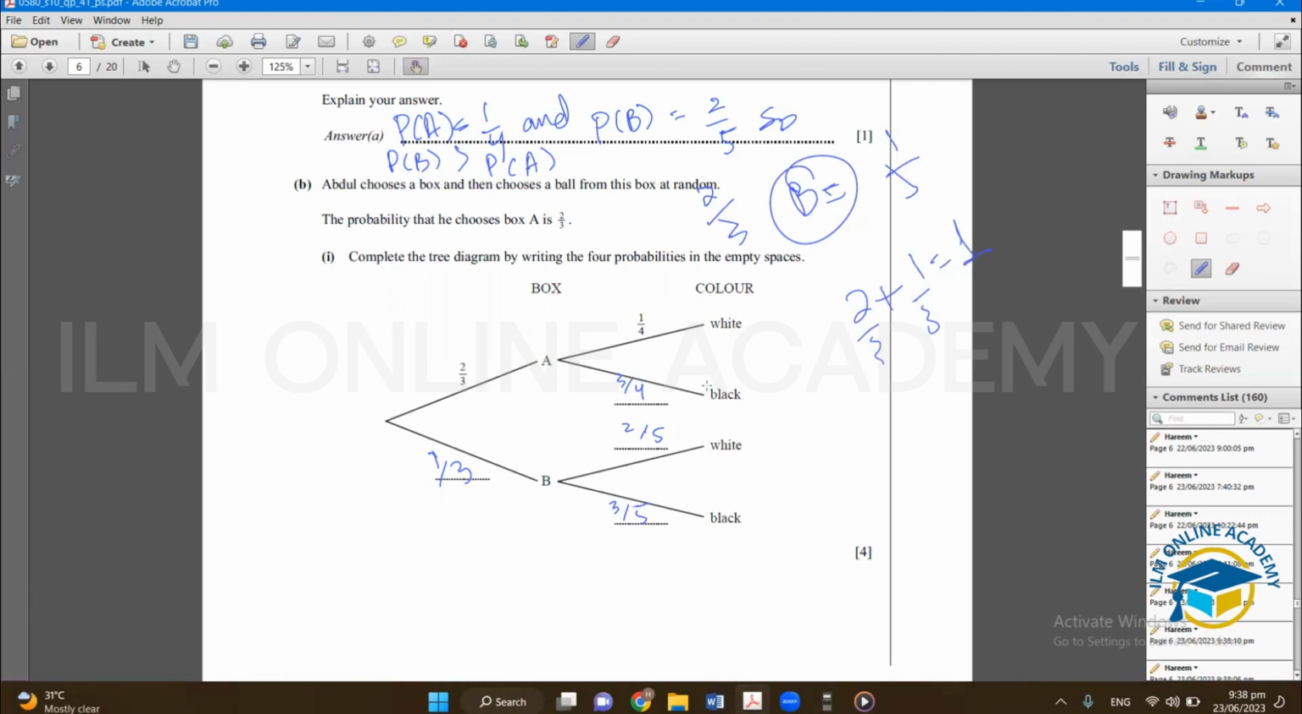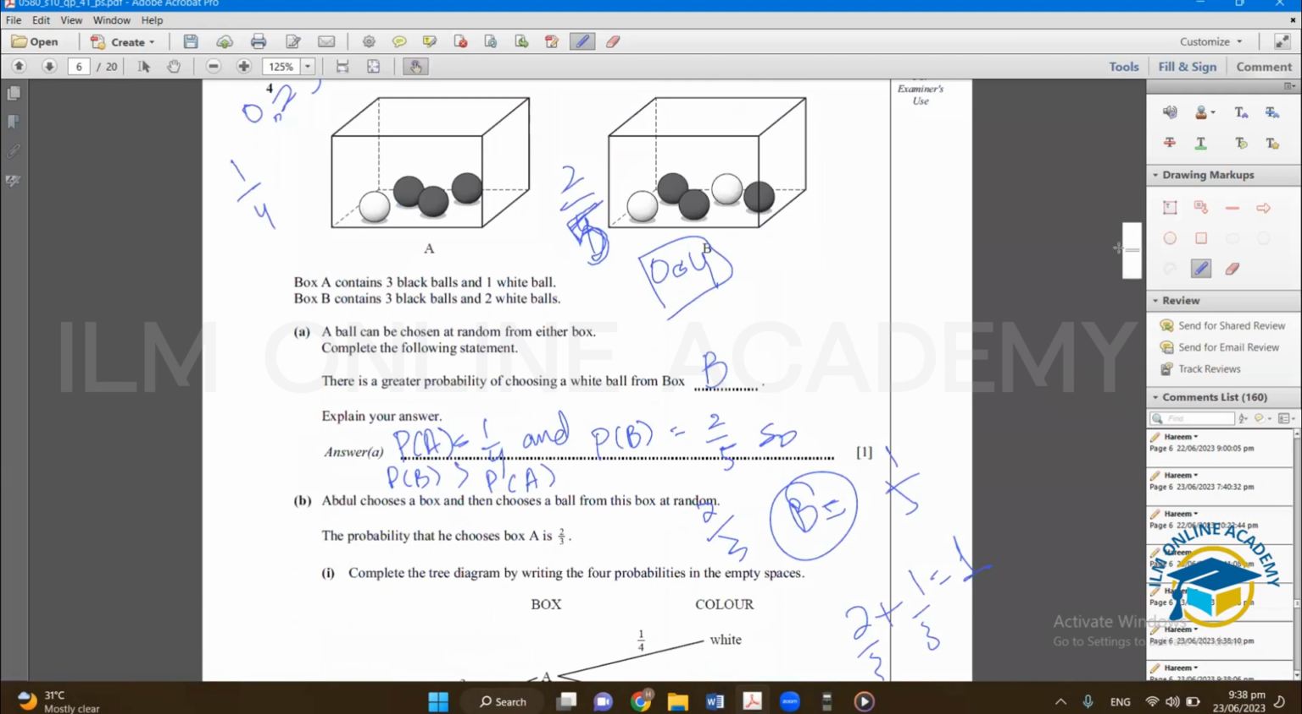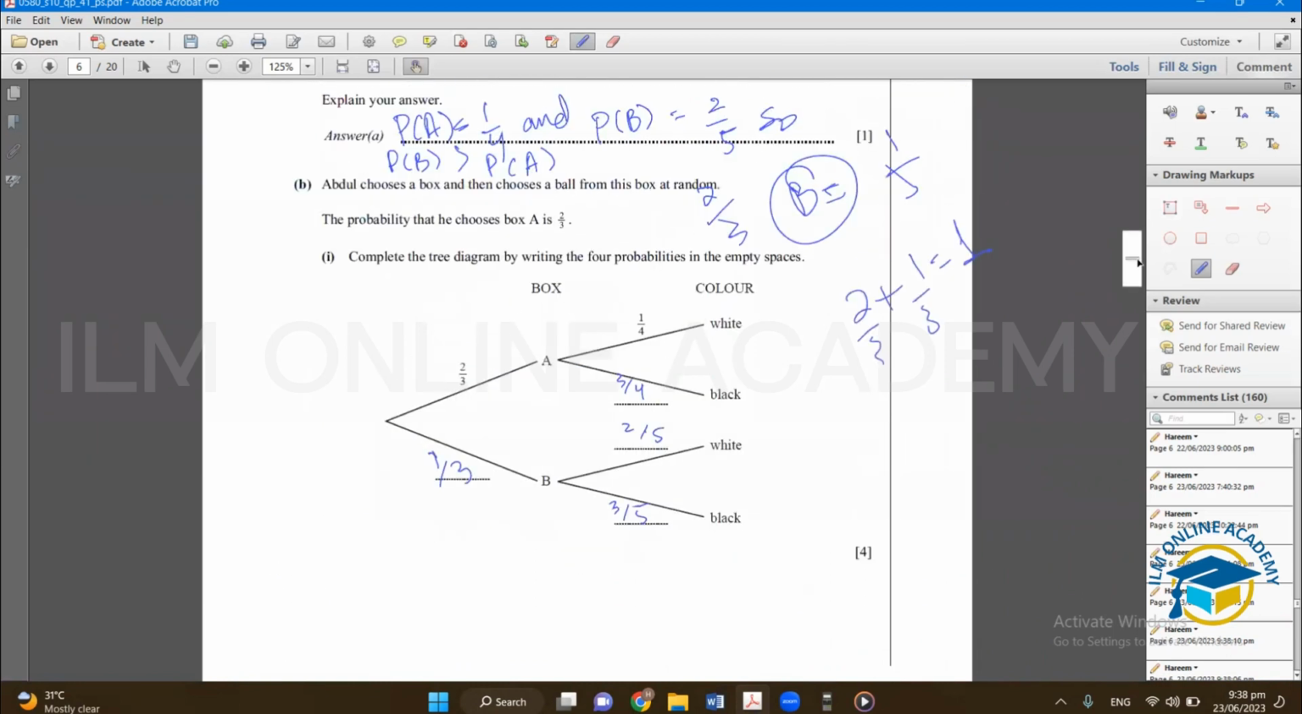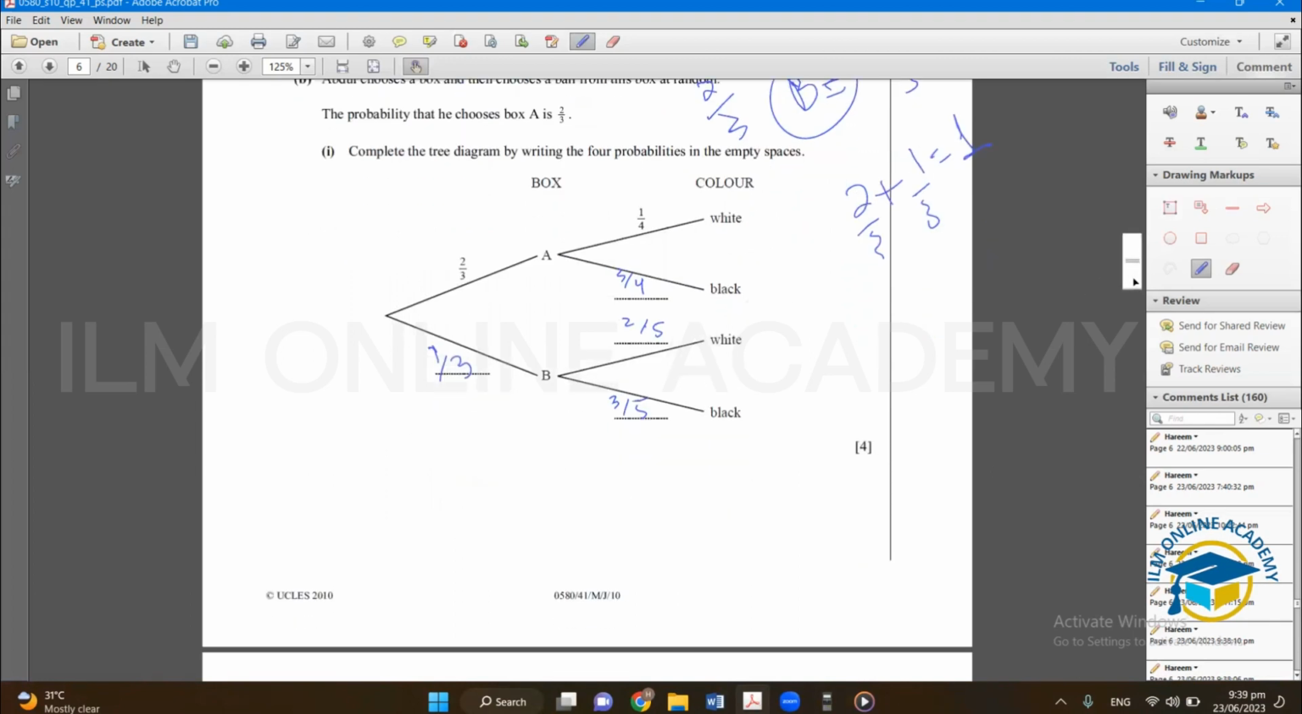So the black should be 3 over 4. We can also see this from the diagram: the probability of getting a black ball from box A is 3 over 4. Then from box B, the probability of getting the white ball is 2 over 5 and getting the black ball is 3 over 5. So that's the solution.